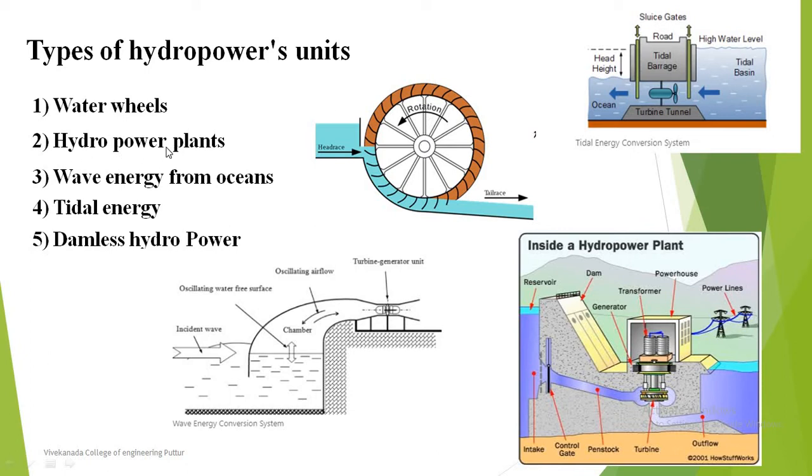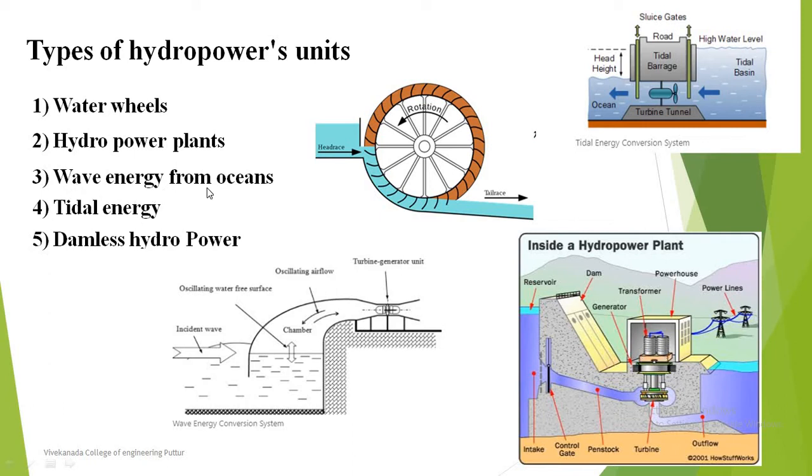In the case of a hydropower plant, a dam is constructed across the river. The water stored in the upstream side is taken through the penstock to the turbine. The turbine converts hydraulic energy into mechanical energy. The turbine is coupled to the generator, which generates the electricity.